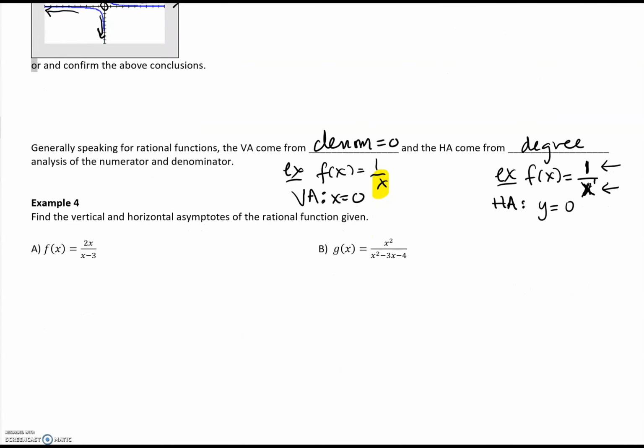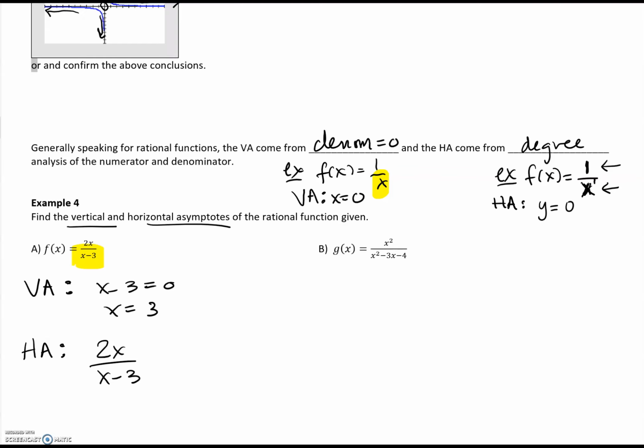So for example 4, let's quickly get the vertical and horizontal asymptotes. The VA is going to be really quick. The denominator is 0. All right, x minus 3 equals 0. That means x must be equal to 3 is my vertical asymptote. Done there with the vertical asymptote.